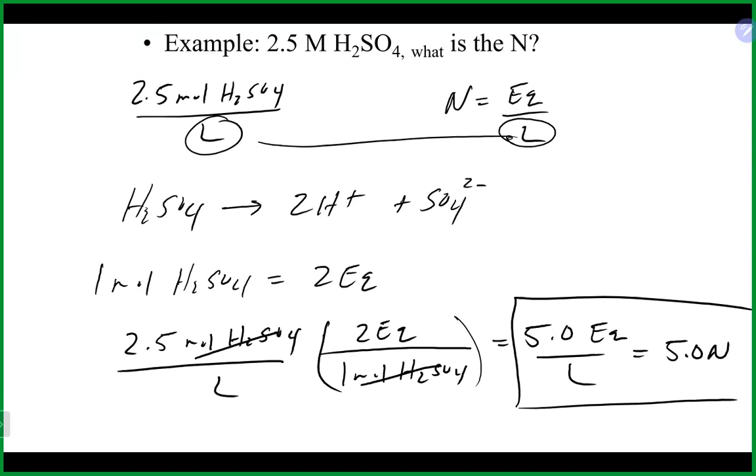So the normality here of this solution is actually twice the molarity, again, because of the 2 hydrogens that are coming off. Which means obviously if you want to go back the other way from normality to molarity, you would in this case divide by 2, right? It would take you backwards to the molarity. Any questions on normality here? Okay.